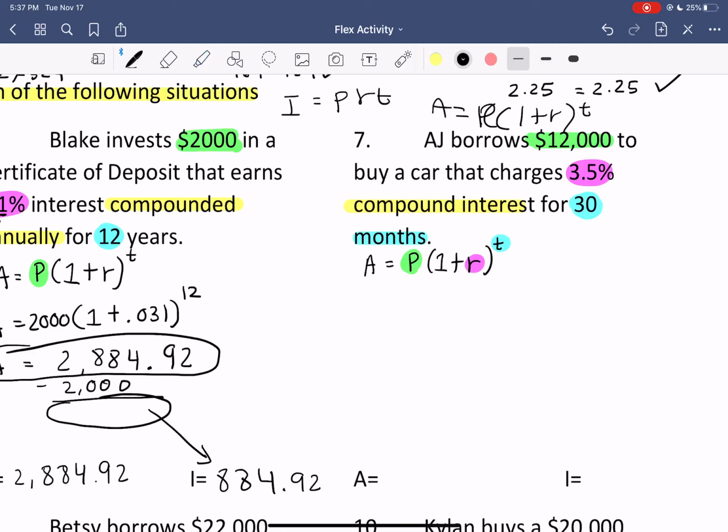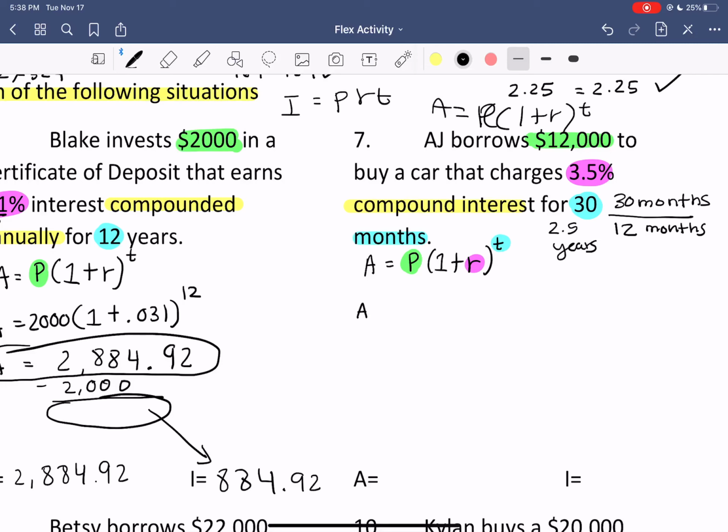Our rate is 3.5%, and our time is 30 months. So it has to be in years. So 30 months, in order to turn that to years, we have to divide by 12 months. So 30 divided by 12, we get 2.5 years. So that's the number that we're going to want to put in our formula.